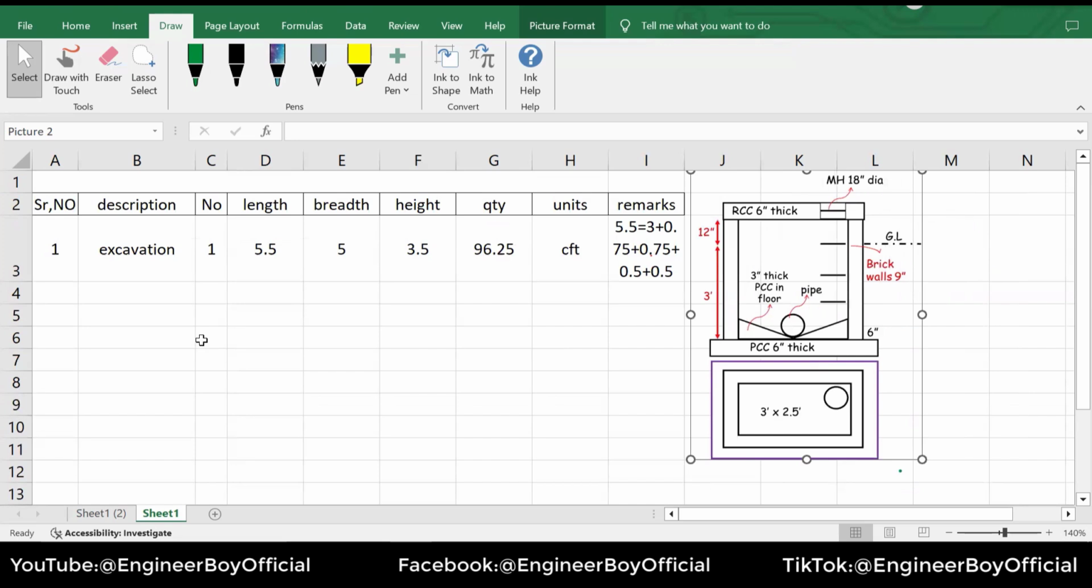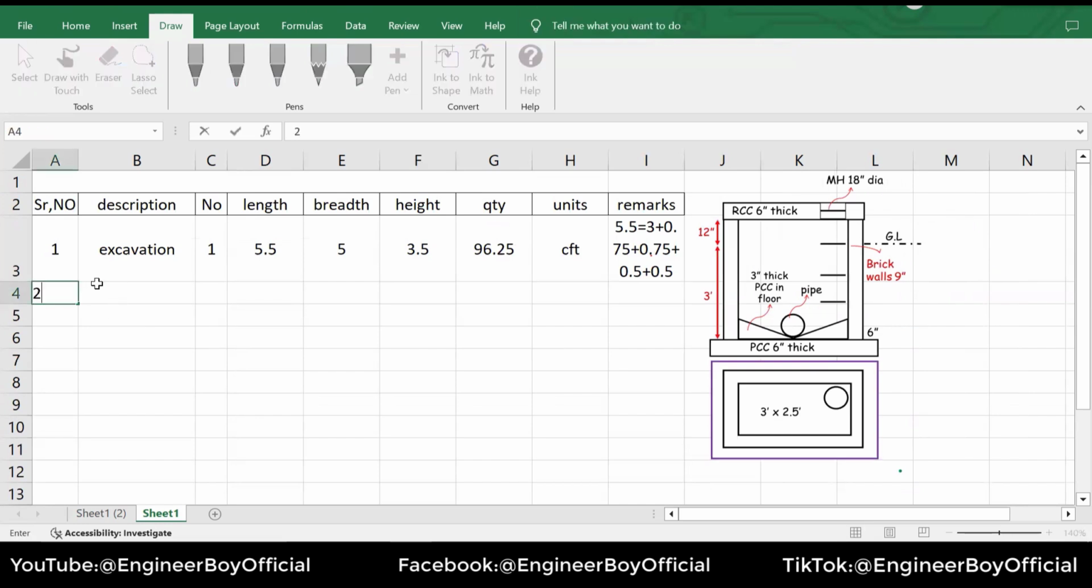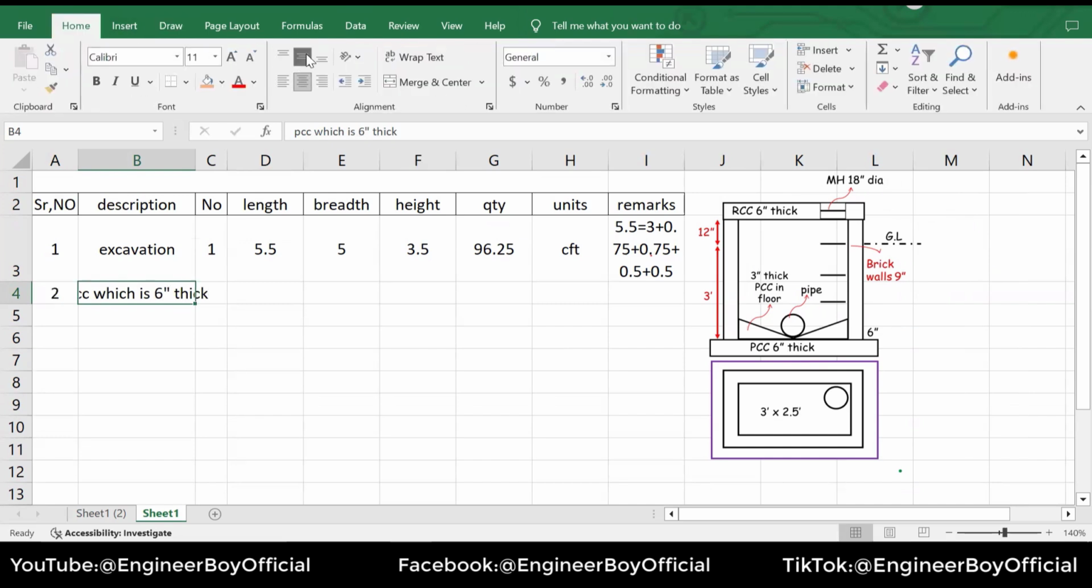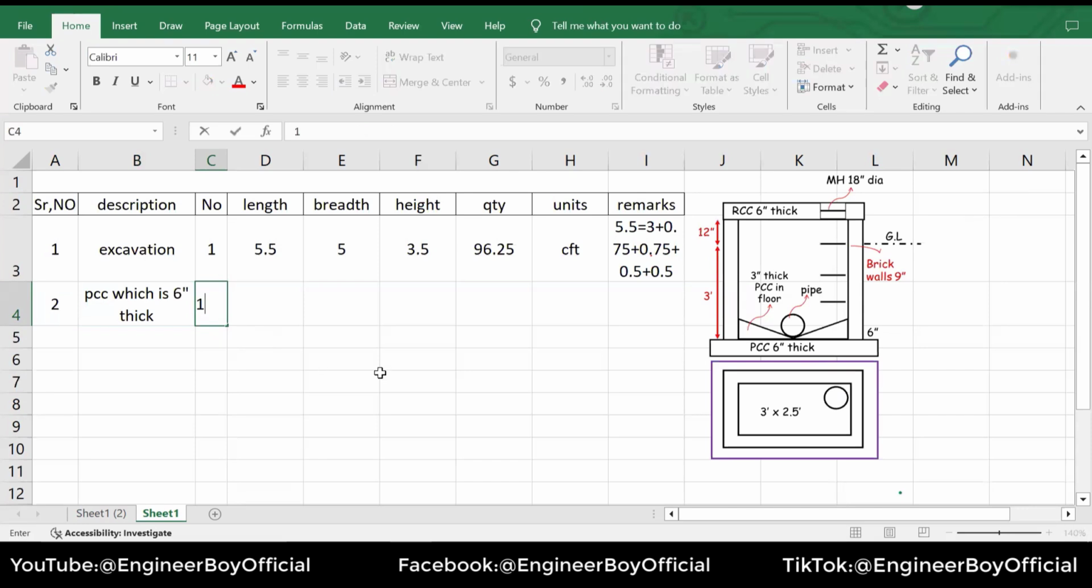Now, excavation is just, you can say, covered. And the next thing is actually, let's say, number two, and that's PCC. You can say that is 6 inches thick. Okay, so PCC, which is 6 inches thick. There can be maybe the ratio for that, and you can just provide that in the description from the specifications. Okay, and number should be 1 because it is the same thing.